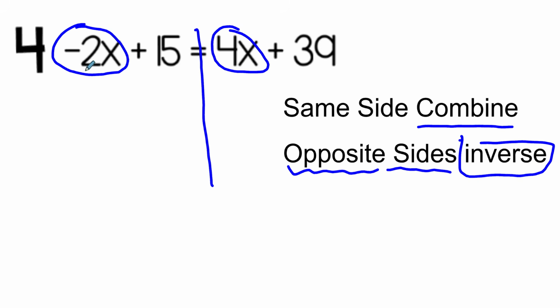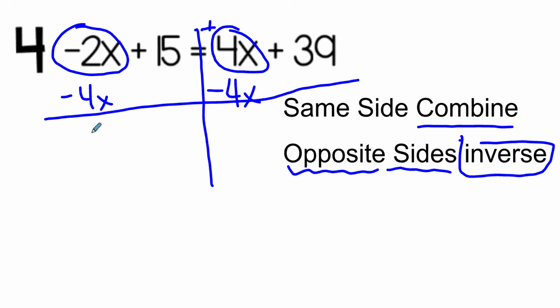I like to keep my variables on the left side, so I'm going to go ahead and move this 4x. In order to move it to the other side, I need to do the inverse. Since it is currently a positive 4x, I'm going to be subtracting 4x. What I do to one side, I'm also going to do to the other side. And now I'm going to simplify what I have.